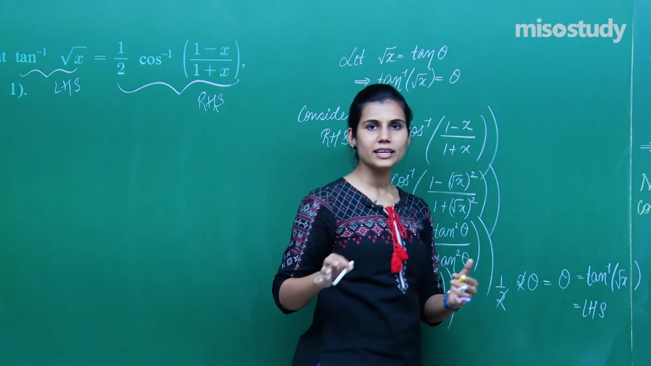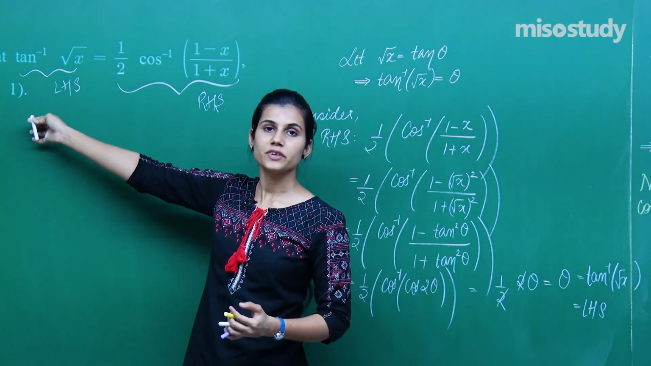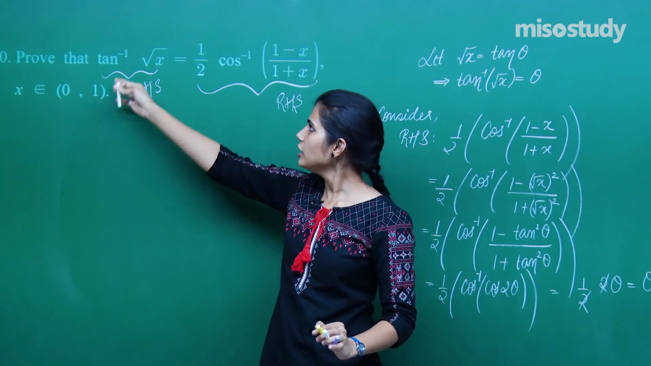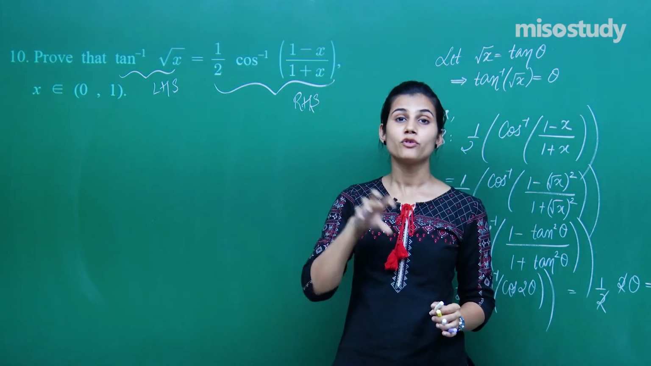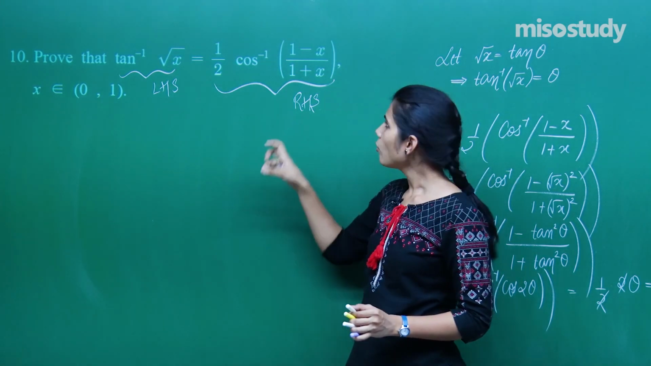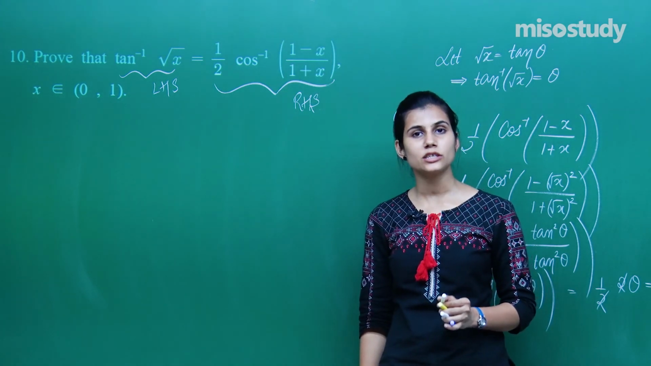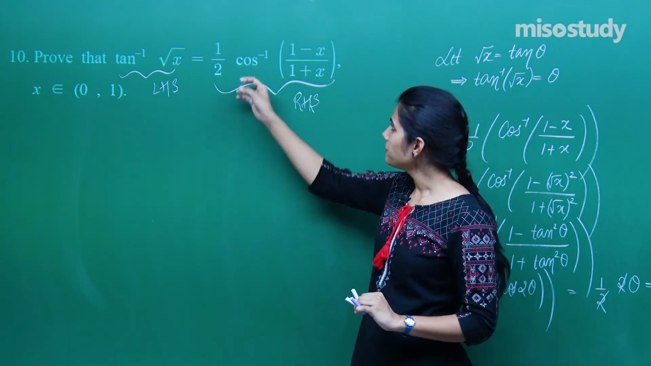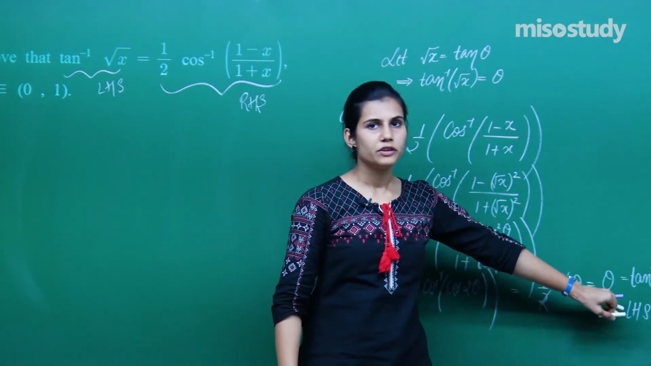So over here we just began in an opposite fashion. We began with the right hand side, proved it to be equal to left hand side by first simplifying the left hand side from tan inverse root x to just a small theta, which eventually gave us an expression for root x as tan theta, which helped us apply the formula of 1 minus tan square theta upon 1 plus tan square theta being equal to cos 2 theta, and that made cos inverse and cos come together to just deliver my left hand side.